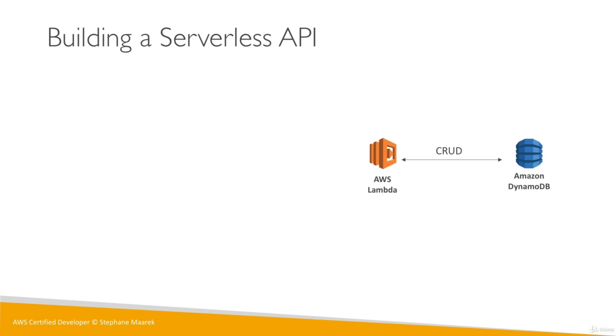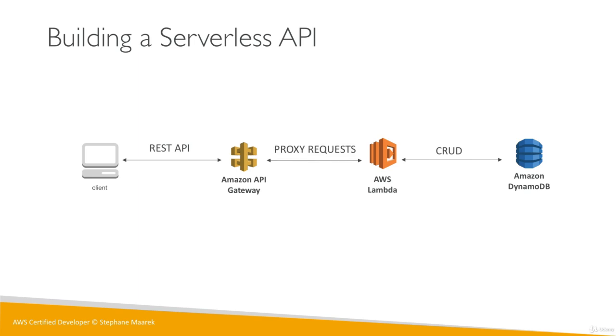Now, how about the clients? Well, the clients need to interface with our Lambda and our DynamoDB, and the client is our application. What we'd love to have is something in between, and that something is Amazon API Gateway, which will take the client request as REST API and then translate those and pass them on to the Lambda functions.